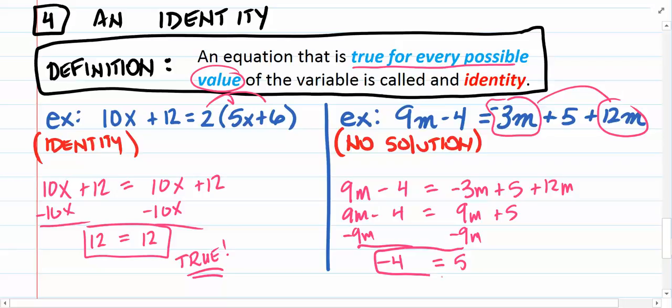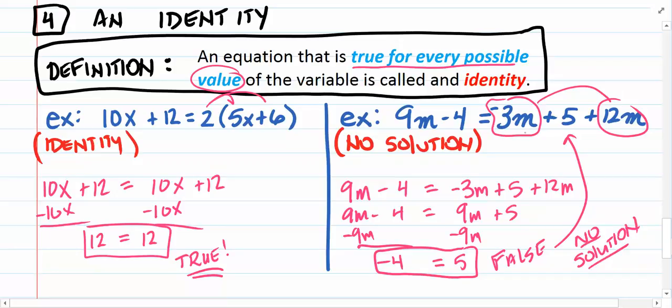Well, this is a false statement. That's a false statement. So therefore, this equation up here has no solution. It has no solution. There is no value for m that would make both sides of the equation true. That's why there's no solution.